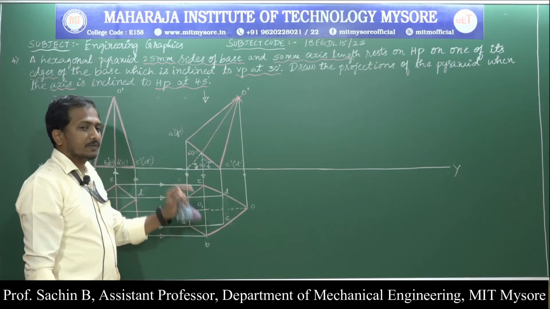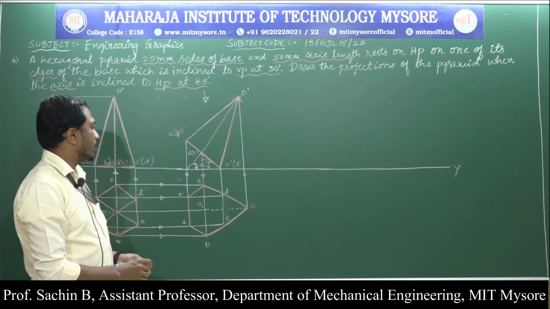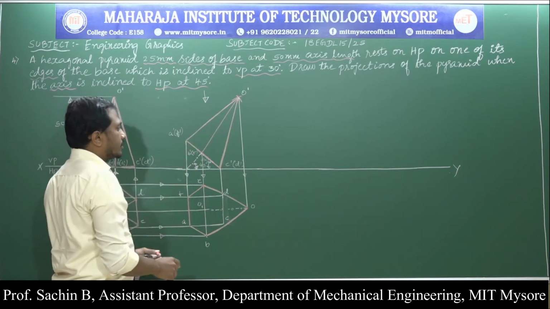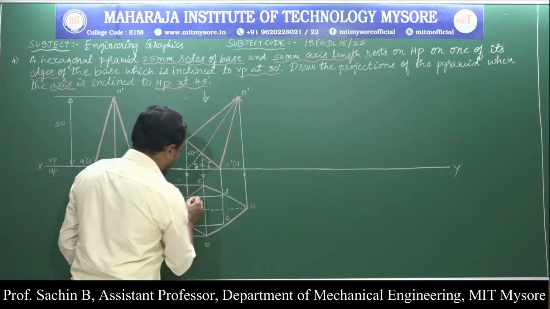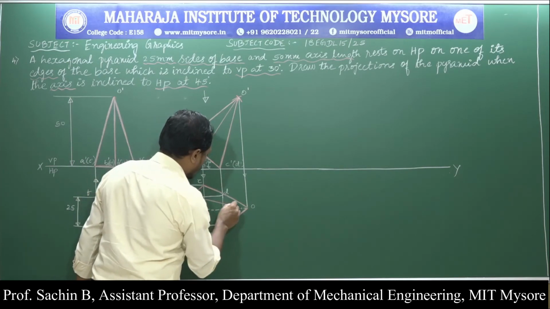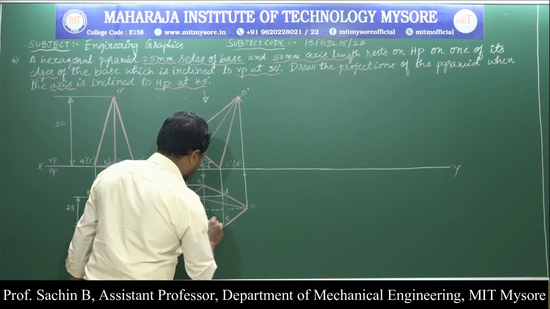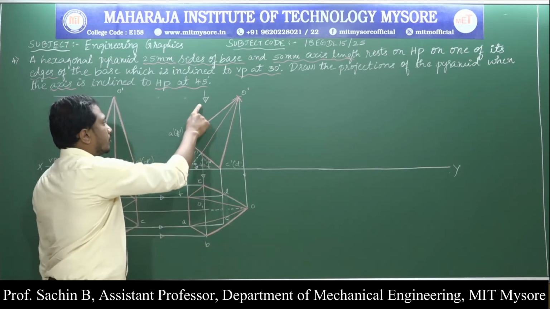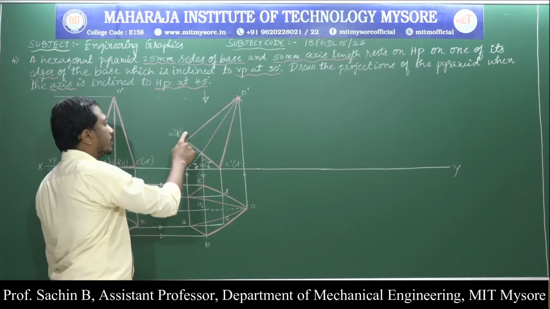The faces and edges near to the observer are clearly visible. According to it, A dash to O dash, A dash to F dash is clearly visible for us. Based on that, I am connecting here from O to F, A to O. Outermost faces and edges near to the observer are clearly visible for us.